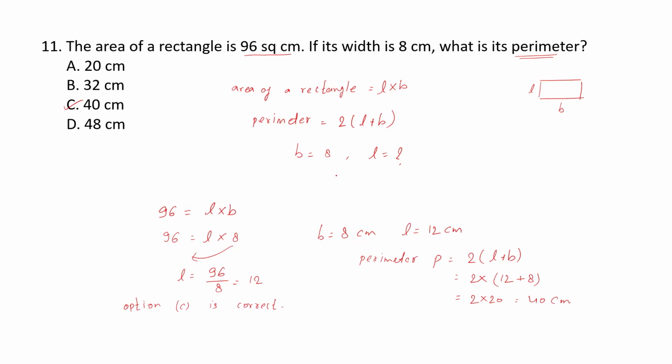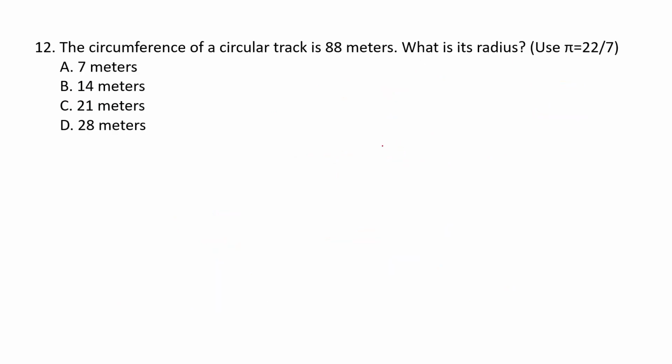Is that okay? So here area was given, perimeter they have asked, and width was given. In the same way, they could have given length also. So suppose length was given to be 12, you need to compute perimeter. In the same line, you can do that also.